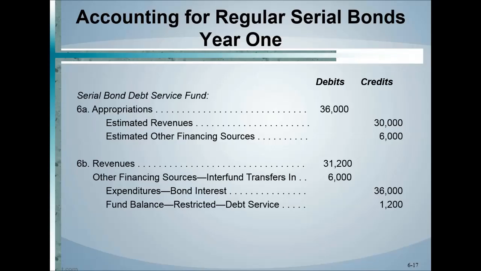All right, so here again is year two. Actually, this is the end of year one, so this is our closing entries. We're closing this out, so we close our budget. Here's the close, and then we close our revenues and expenditures. This is in the debt service fund. We don't close governmental activities.